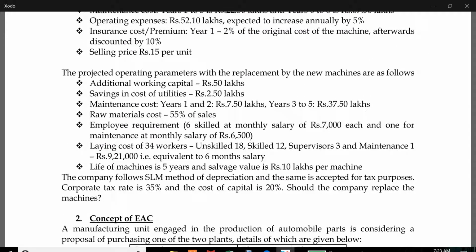The company follows SLM, corporate tax rate, cost of capital are given. Should the company replace the machine? So that's the net requirement. Should I go ahead and replace the machine? We'll go through a series of steps. I'll keep asking you for information, we will search for it and then write.